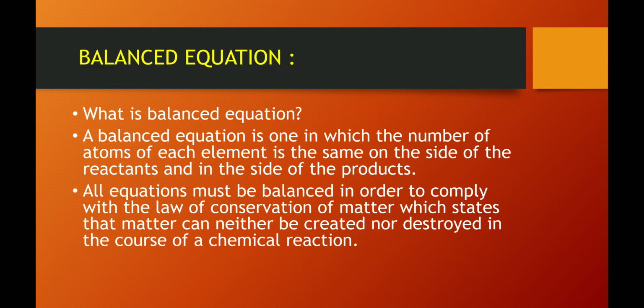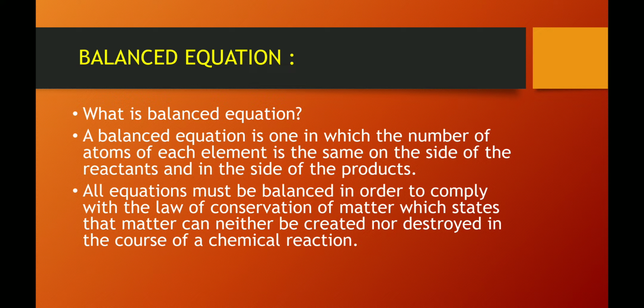When I have taken the example, N2 plus H2 gives NH3, on the left hand side there are two atoms of nitrogen and two atoms of hydrogen, which combine to form one molecule of ammonia that contains one atom of nitrogen and three atoms of hydrogen.